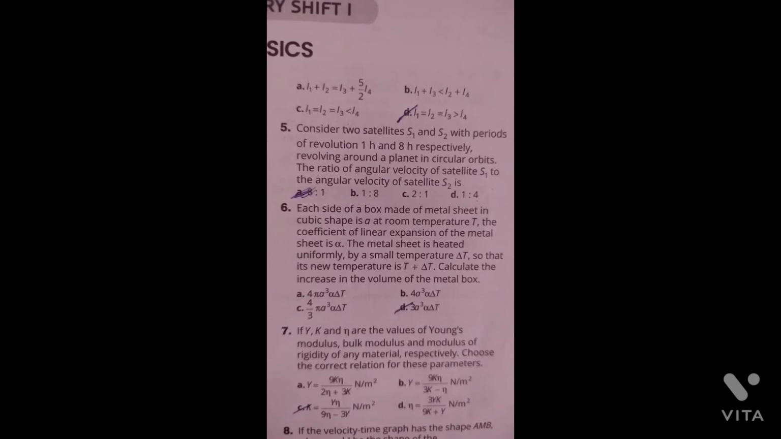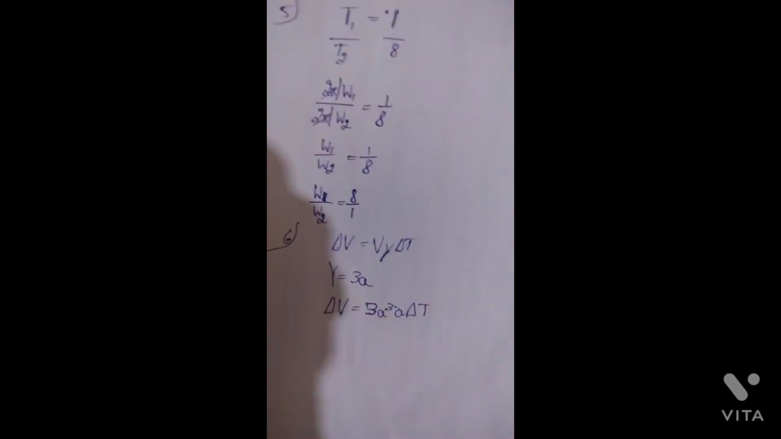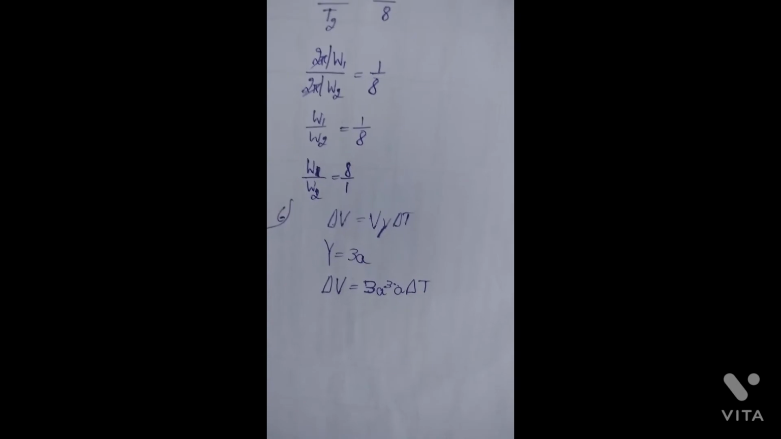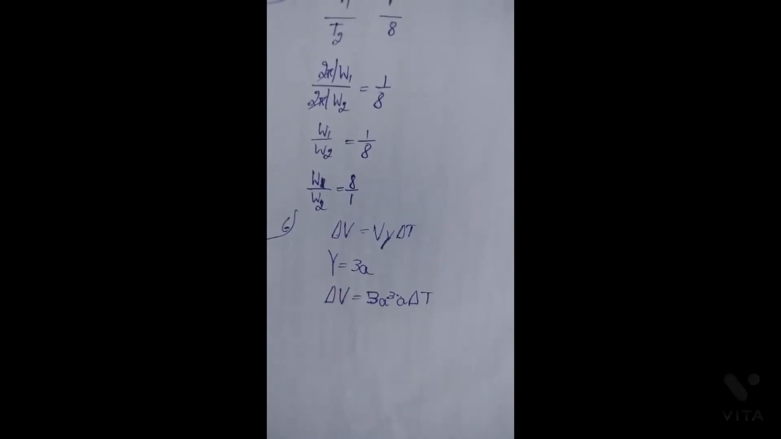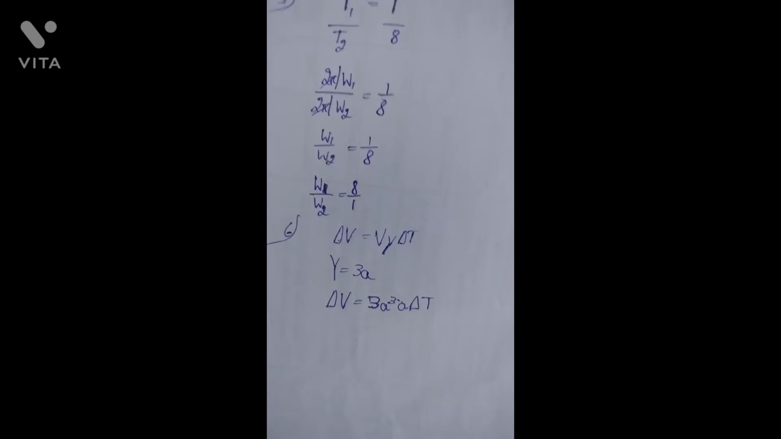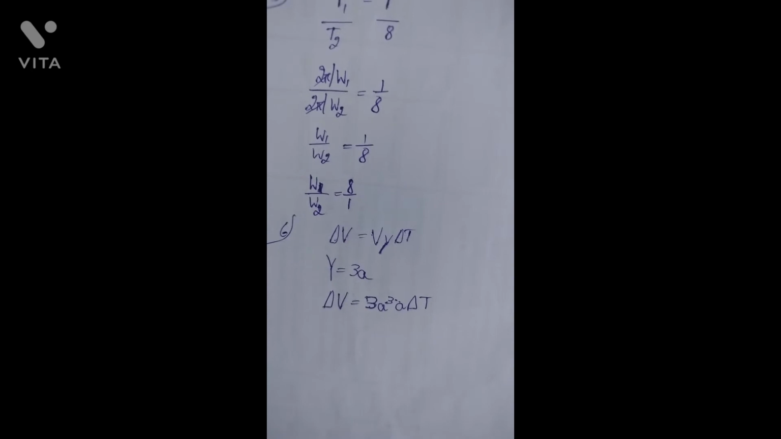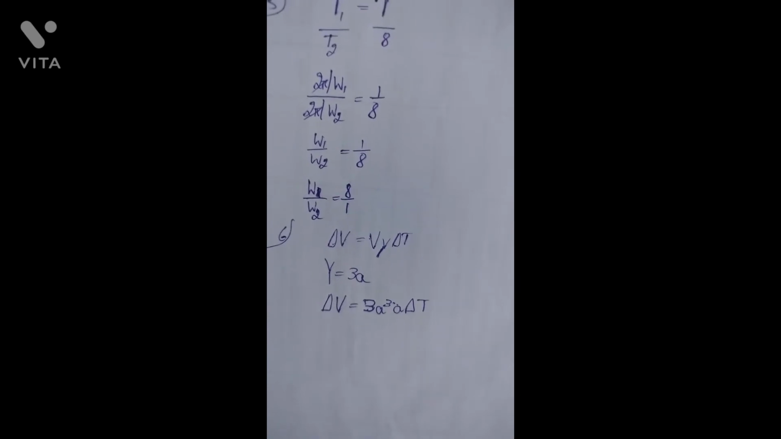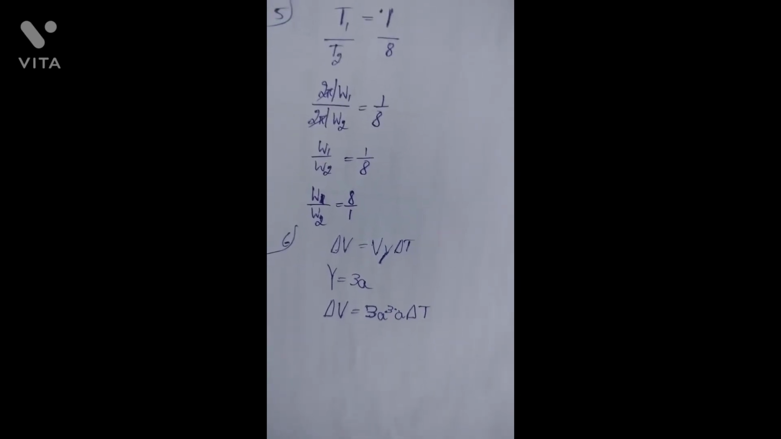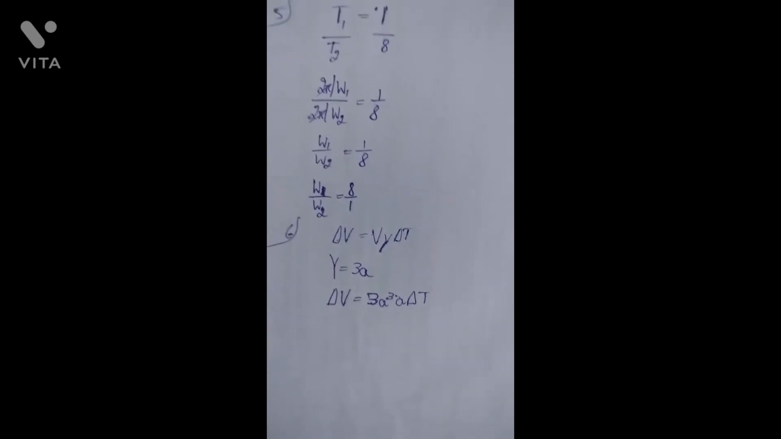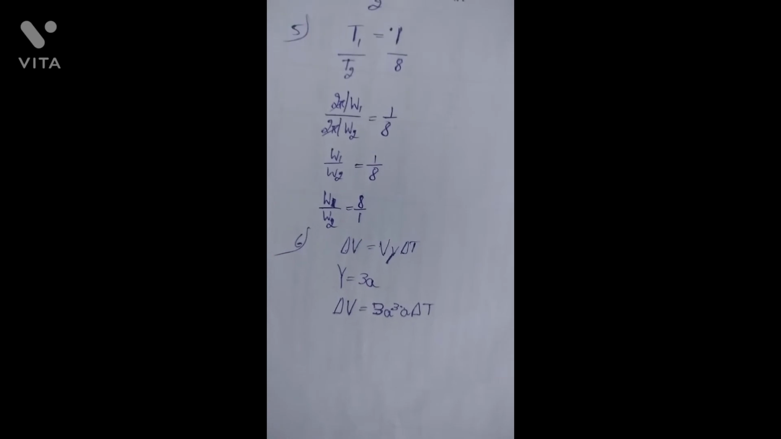Let us come to our next question. So I think you saw how we solved it. We first got the change in volume, given by its formula. Then the relation between the coefficient of linear expansion and the volume expansion coefficient, and then we got the change in volume formula. This is how we got the answer.